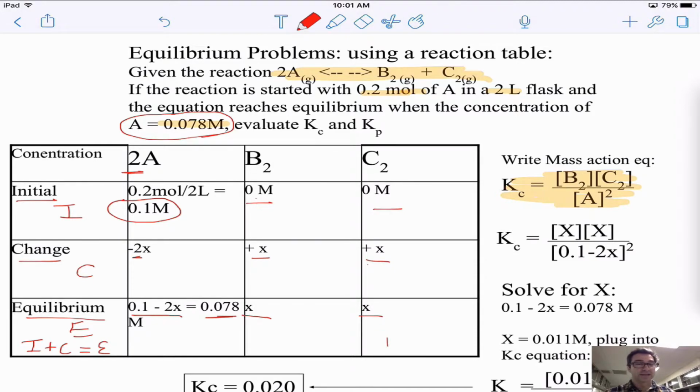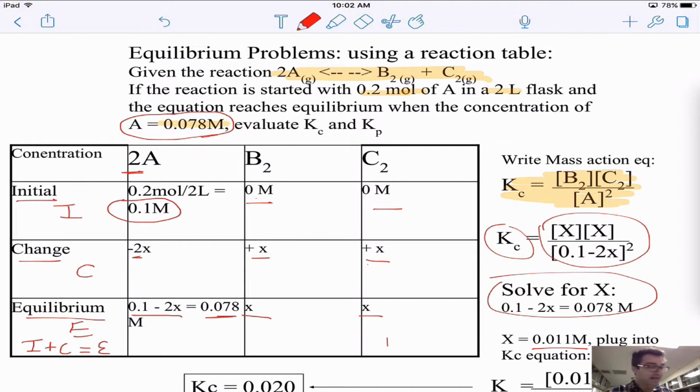That allows me to solve for x. So if I do that on the side here, I solve for x, and I know that x is equal to 0.011. Now what you'll also notice I did was I set Kc up in terms of my x's. But you don't have to do that.